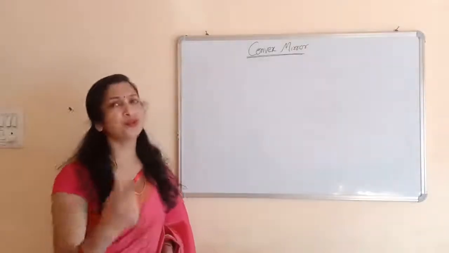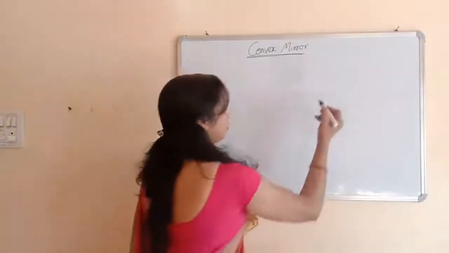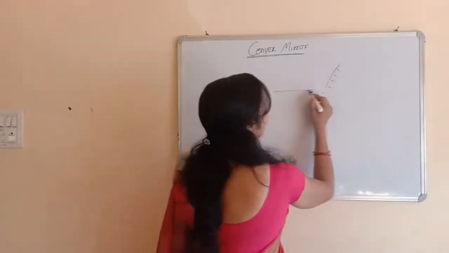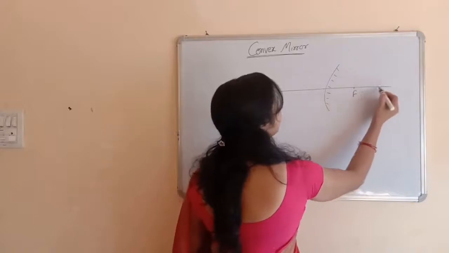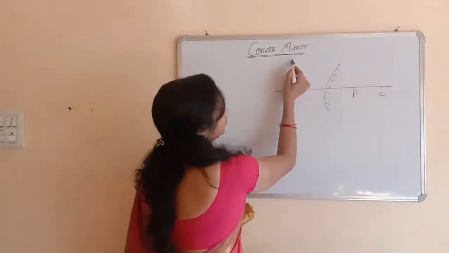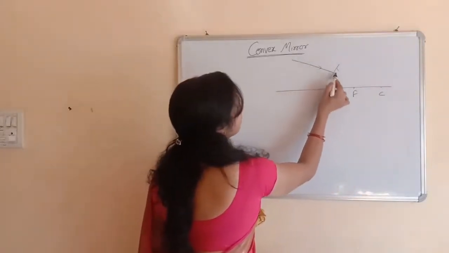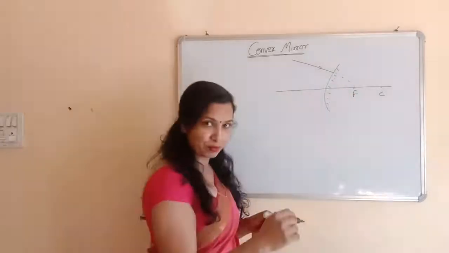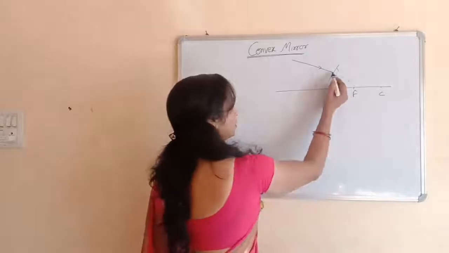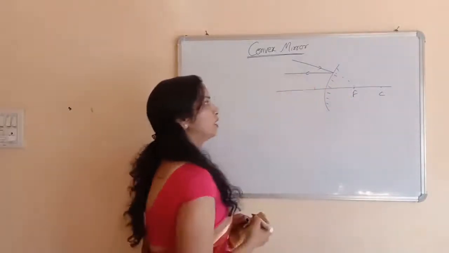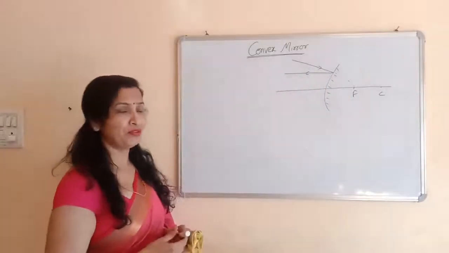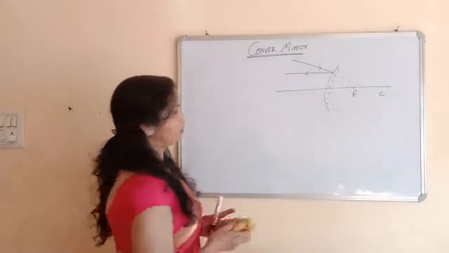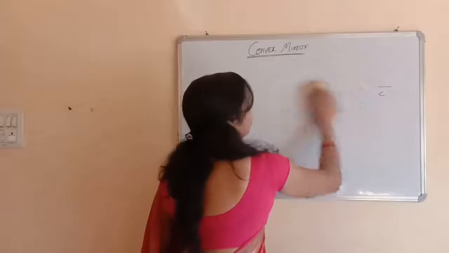Okay, one more rule which we do not use normally. This is a convex mirror and the light ray which is coming towards the principal focus like this, after reflection from the mirror, passes parallel to the principal axis. So these are the rules, out of which we use only the first two rules for the image formation by the convex mirror.